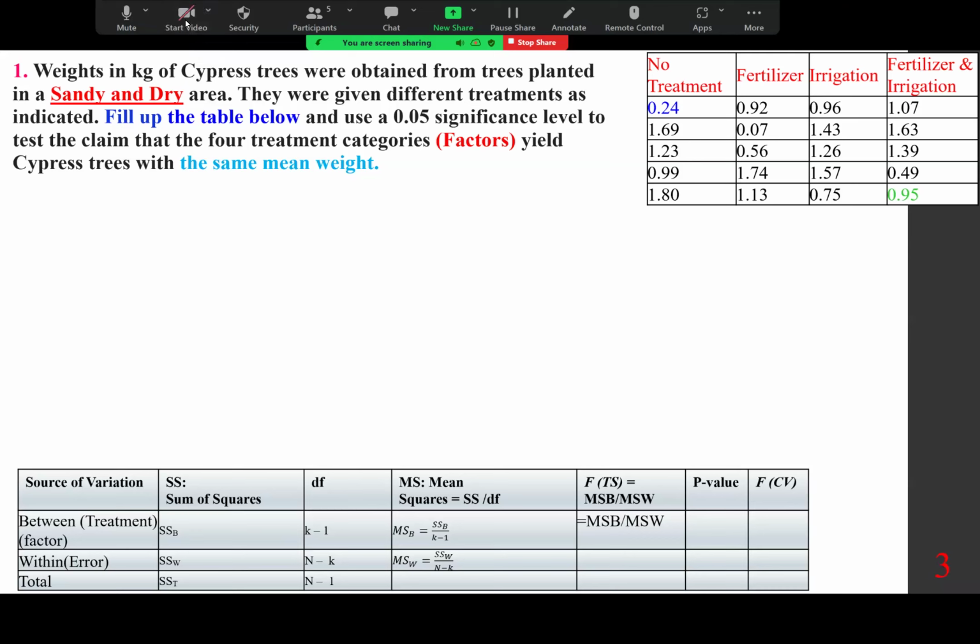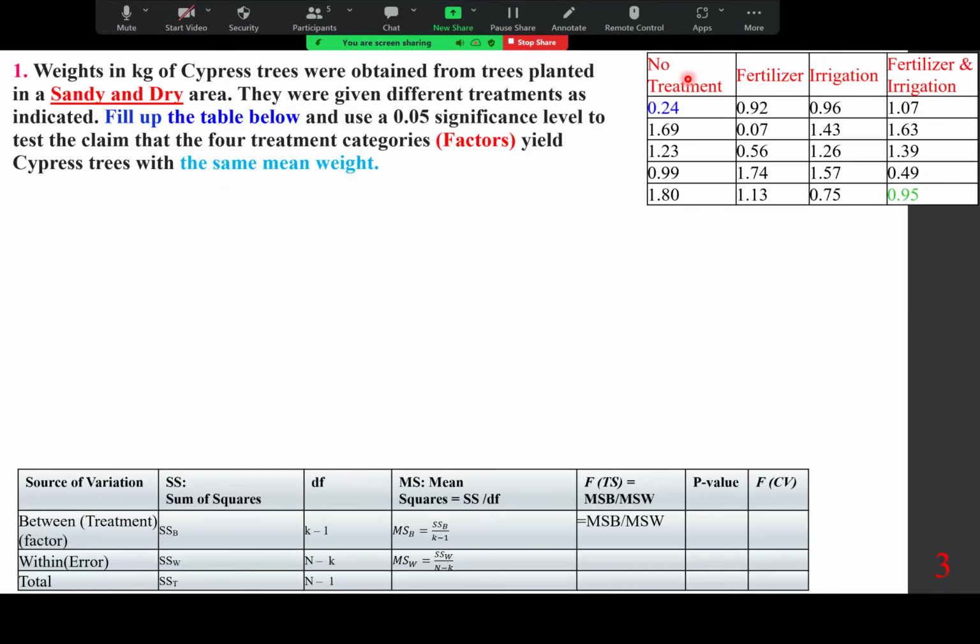Let's get this started with a simple example. Weights in kilograms of cypress trees were obtained from trees planted in a sandy and dry area. They were given different treatments as indicated. Fill up the table below and use a 0.05 significance level to test the claim that the 4 treatments or categories or factors yield cypress trees with the same mean weight.